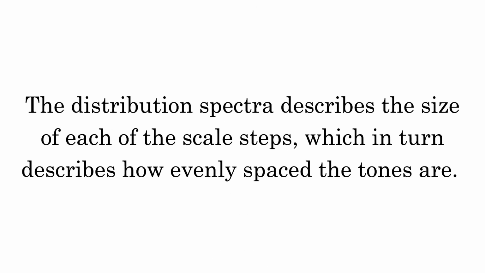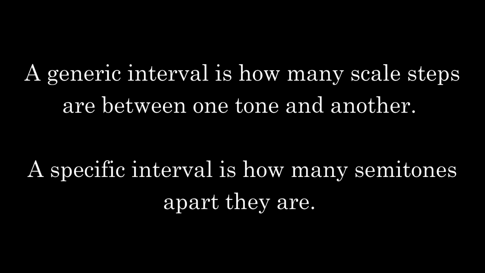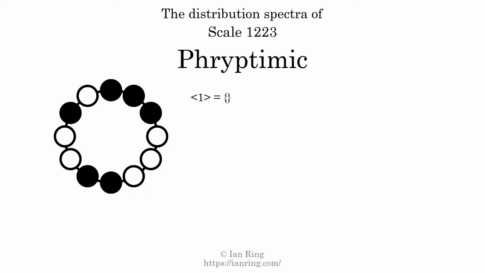The distribution spectra describes the size of each of the scale steps, which in turn describes how evenly spaced the tones are. A generic interval is how many scale steps are between one tone and another. A specific interval is how many semitones apart they are. The generic interval of one scale step comes in 4 different specific interval sizes: 1 semitone, 2 semitones, 3 semitones, and 4 semitones. The spectrum width of this generic interval is the highest, 4, minus the lowest, 1, which equals 3.